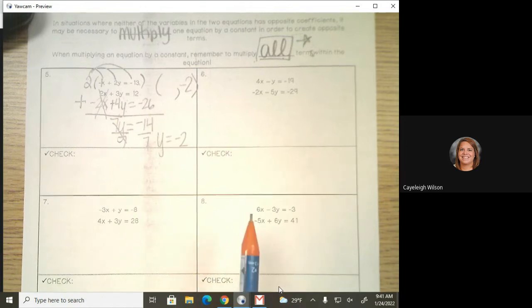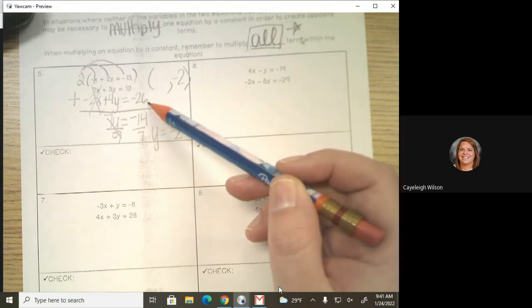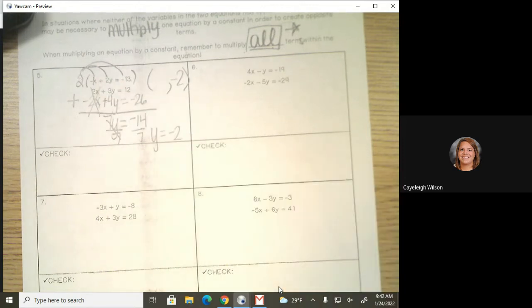Now, remember when you go to plug that negative 2 back in, where can you plug it back in at? One of the originals. Okay, one of the originals. Don't ever use the one that you multiplied, because if you made a mistake, you won't catch it. All right, so let's all take a second. Let's plug negative 2 back in to find x.